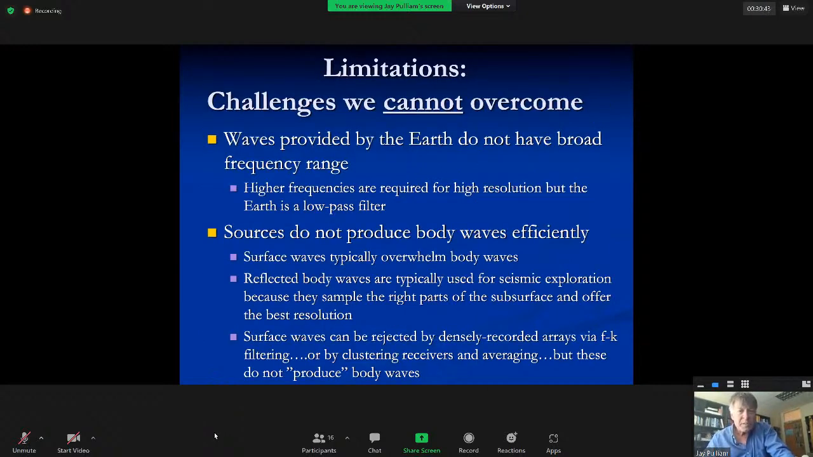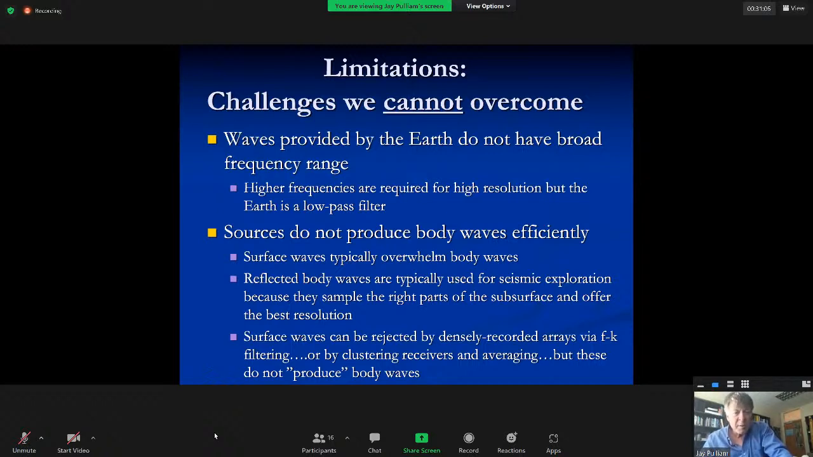Okay, so there are some limitations we're not going to overcome. And one is that most of the waves that we get are not really sufficient for imaging purposes. They tend to be too low in frequency or too narrow band in frequency. The Earth is a low pass filter, so we're talking about microseisms at the Pacific coast, for example. This can be a very low wavelength signal that arrives here in Texas.